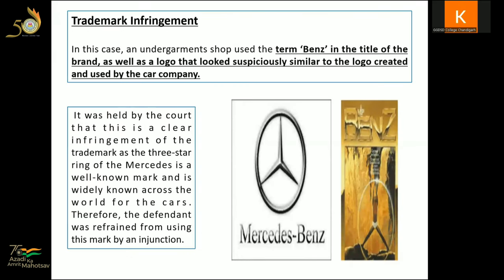Now look at some trademark infringements which have been noticed in the marketplace. You all know this, there is a company selling undergarments, VIP company. They use this word and this circle. This is similar to the logo of the car company. They went to the court and restricted them from using the same mark, right?